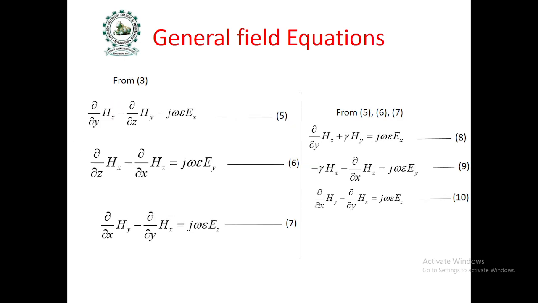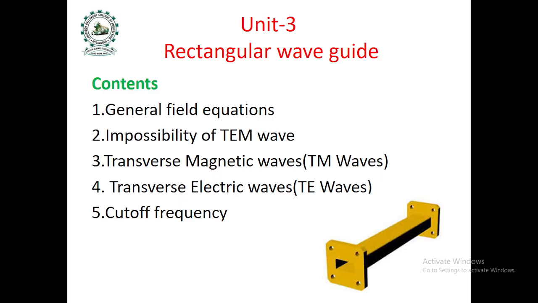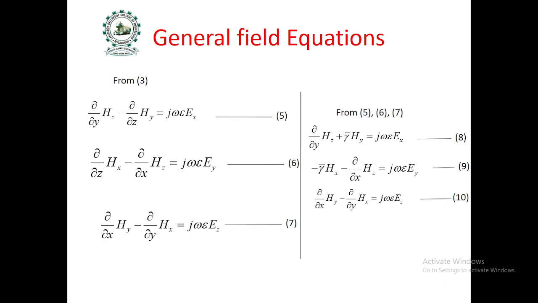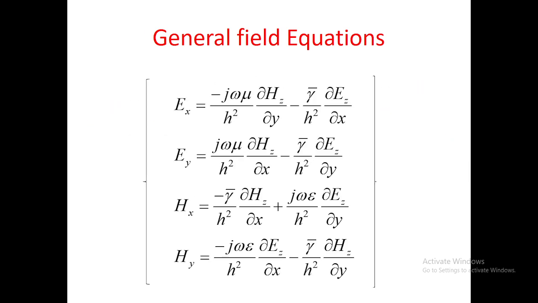So here, in the rectangular waveguide, I am assuming along x, along y there are boundaries, along z there is wave propagation. So these are the final general field equations for rectangular waveguide. Ex, Ey, Hx, Hy are the four field components. Dou by dou x, dou by dou y represents field variation along x, along y. Along x there are two conducting walls, along y there are two conducting walls, along z there is wave propagation.